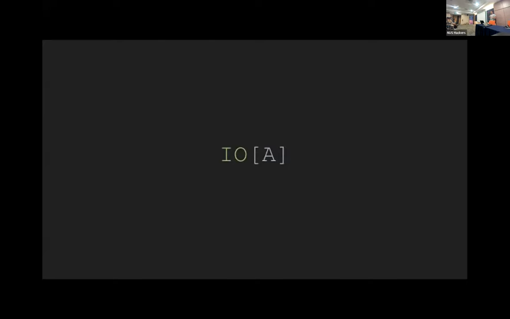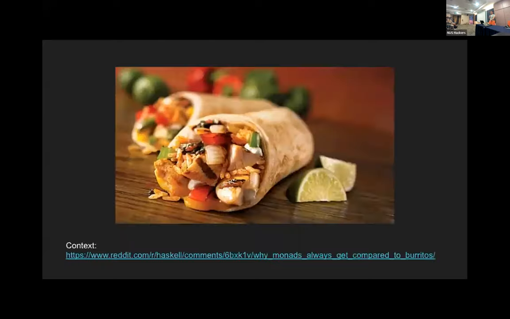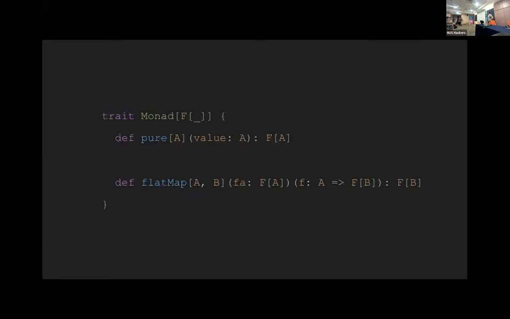Before I explain what IO and the IO monad is, I just want to quickly talk about what a monad is. To put it very simply, a monad is just a way to sequence computations. There are also monad tutorials out there where people call it a burrito or a box. I think those are terrible analogies. I think the best way to really understand what a monad is, is to look at the definition of a monad. So here's the definition of monad in Scala.